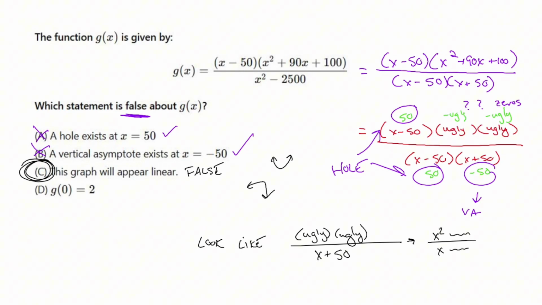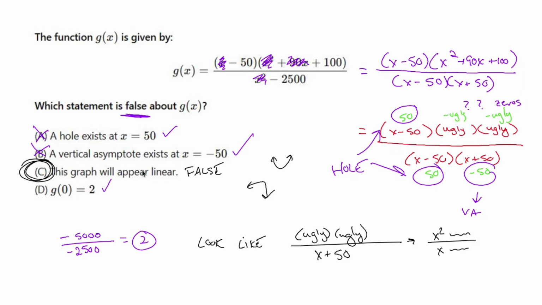Now if you're wondering, g of 0 equals 2, what does that mean? Well, that means if I were to plug in 0, would I get 2? Let's find out by doing very quick math. If I plug in 0, the x terms go away. So I would be left with negative 50 times 100, which is negative 5,000, over negative 2,500. Negative divided by a negative is a positive. 5,000 over 2,500 is 2. So you are a true statement.